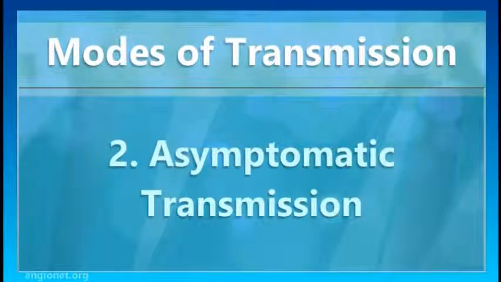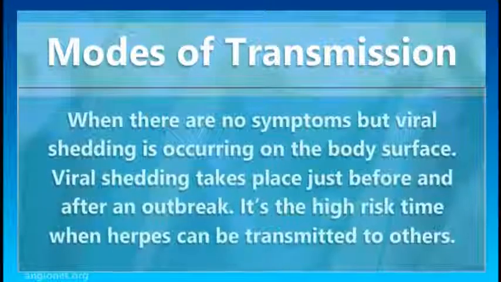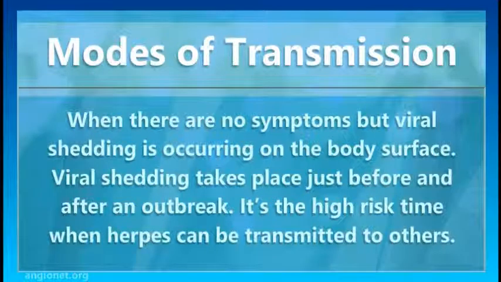2. Asymptomatic transmission. When there are no symptoms but viral shedding is occurring on the body surface. Viral shedding takes place just before and after an outbreak. It is the high-risk time when herpes can be transmitted to others.